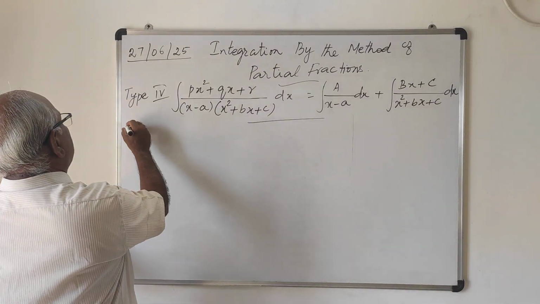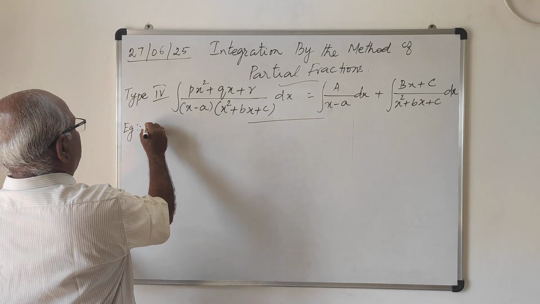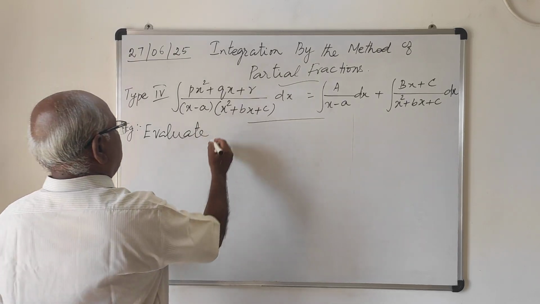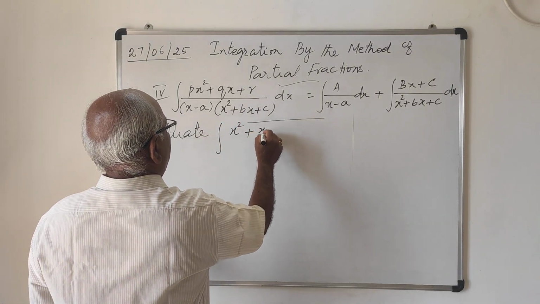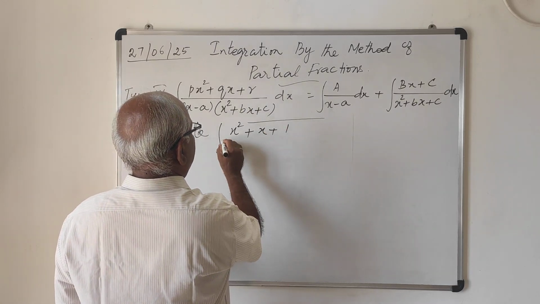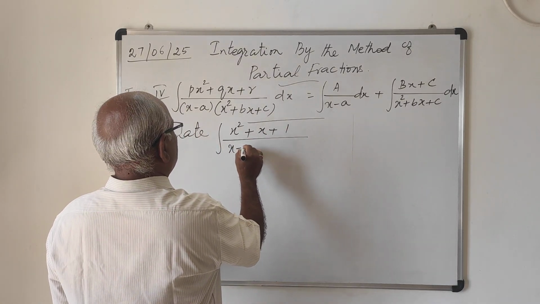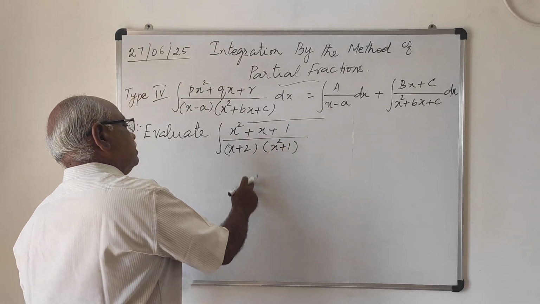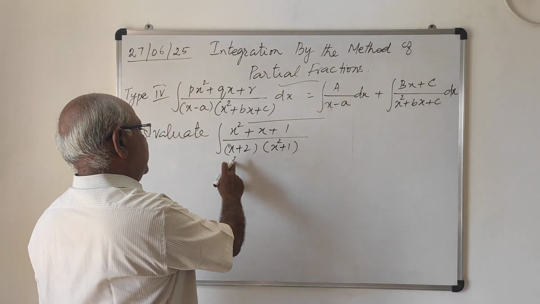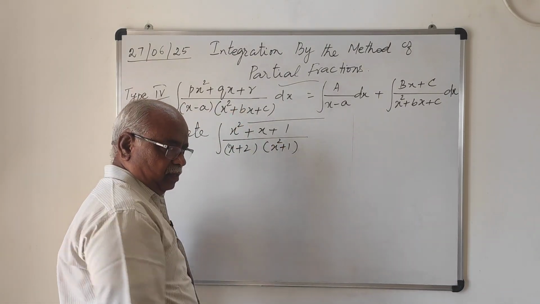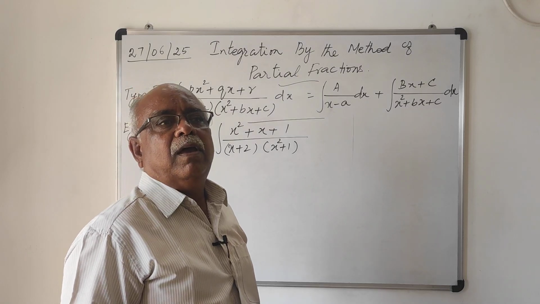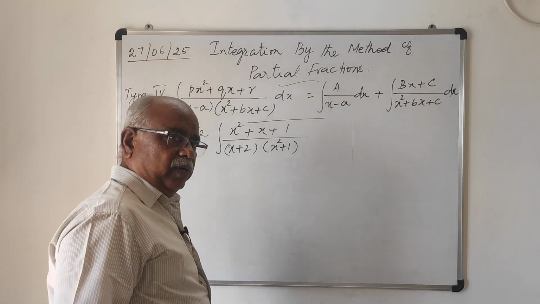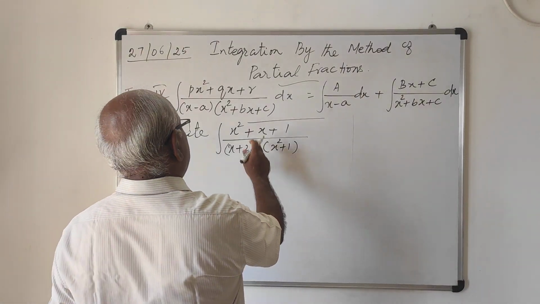Evaluate the integral of x square plus x plus 1 by x plus 2 into x square plus 1. So 2 factors you can find in the denominator. One is linear and the other is quadratic, but it is not factorizable. X square plus 1 cannot be factorized, even though it is a quadratic. Okay. So this is a type 4 problem.